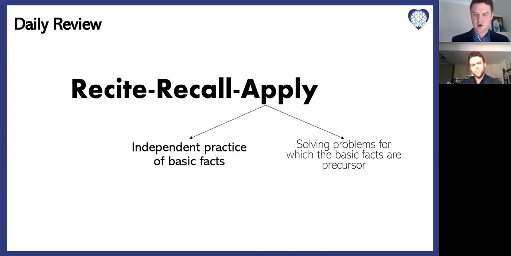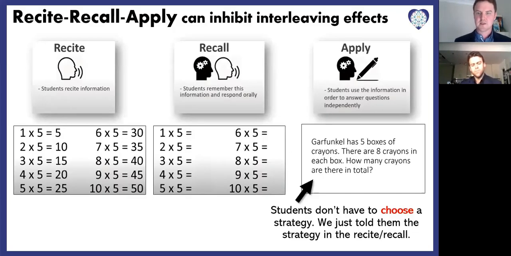But come back to this point. Think back to my example before. Remember that the apply in recite, recall, apply can be about independent practice, or it can be about solving problems. I had this example before where we're going through our times tables and then I'm giving them a worded problem to solve. But the issue with this is that students do not have to choose the strategy for this worded problem.